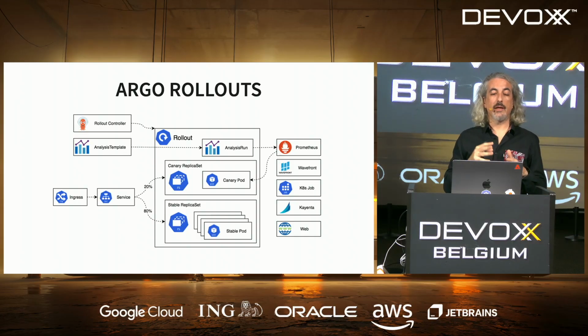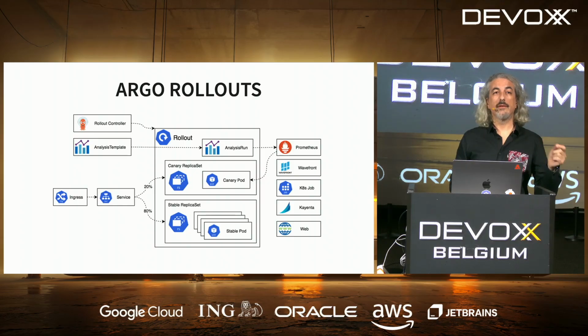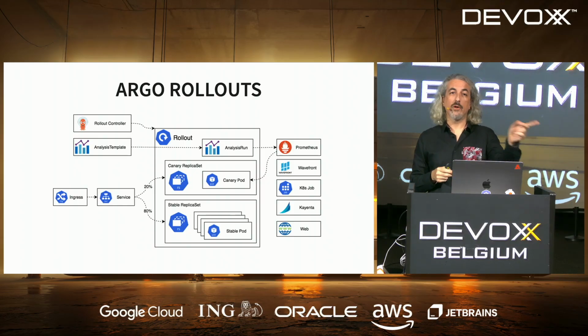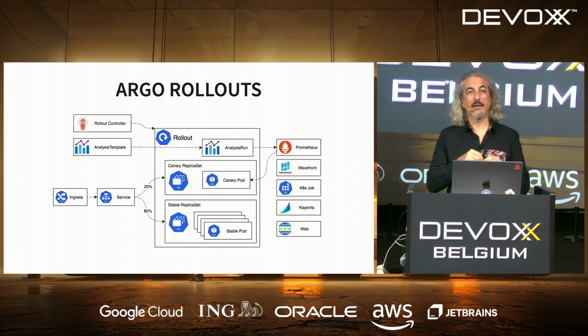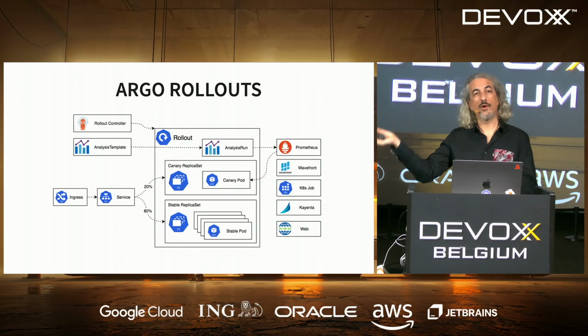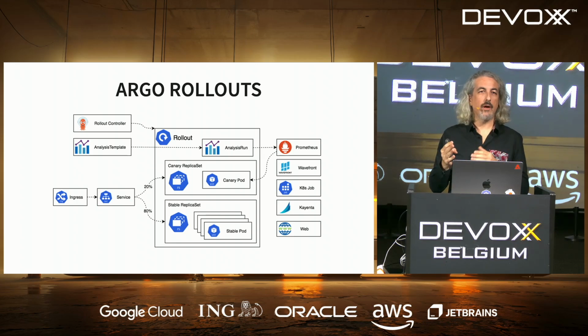If you are using service mesh or any advanced ingress that Argo Rollouts supports, you can also do very fine-grained routing. So you could say, I want requests with this header to go to the canary. I want requests going to this path to go to the canary. You can do more advanced, fine-grained selection of traffic.